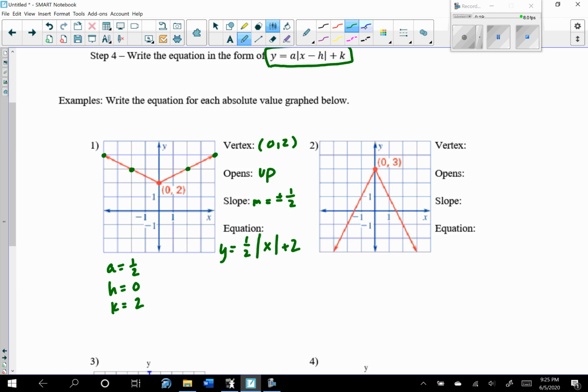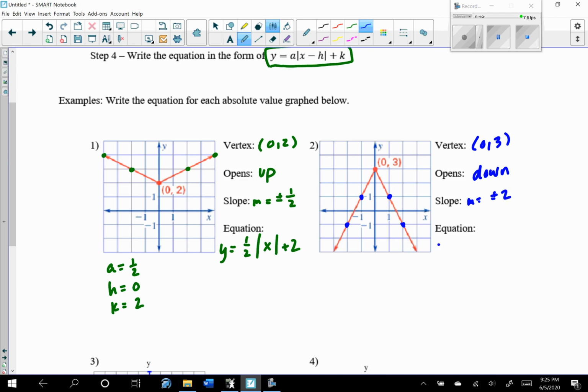So let's go ahead and look at this equation over here. So the vertex again was given at 0, 3. The graph is opening down, which means we have a negative A value. The slope, if you look, goes down 2 over 1, down 2 over 1. So let's check the other side. Same thing, down 2 over 1. So the slope, we have plus or minus 2.